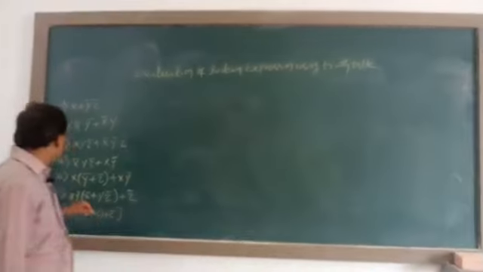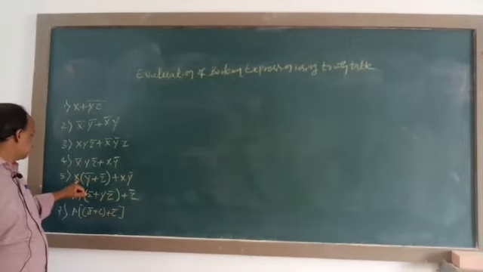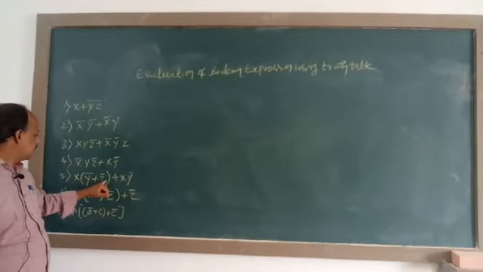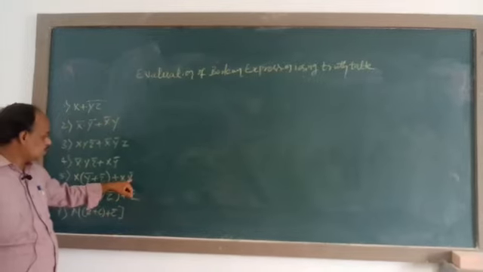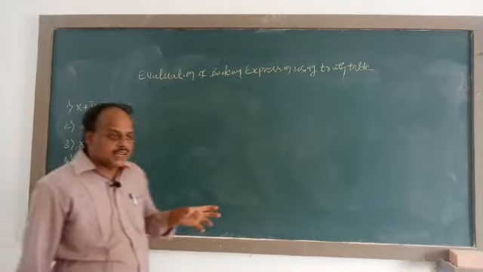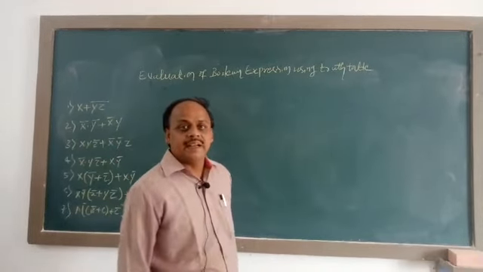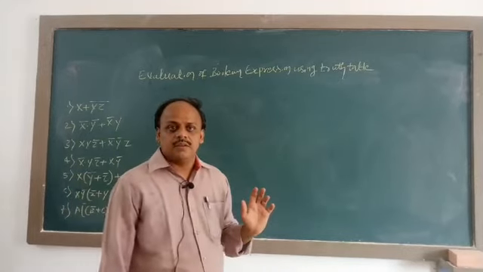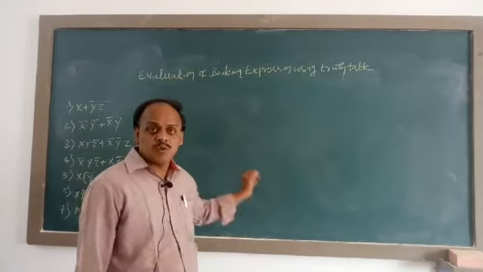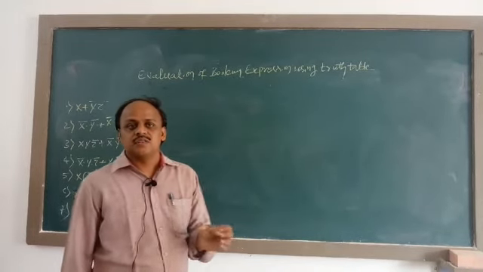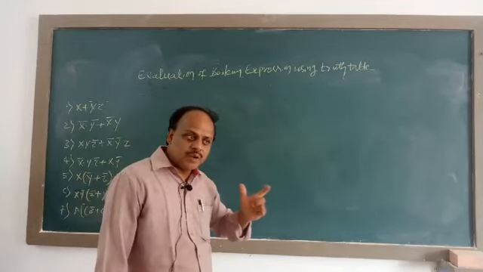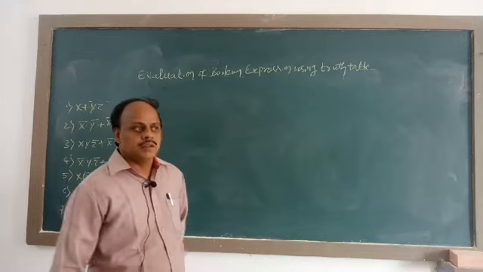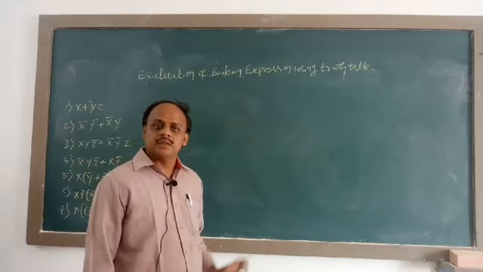For example, x into bracket of y bar plus z bar bracket close plus x into y bar. So like that, if the given Boolean expression is very small, then it is going to ask for 2 marks. If the given Boolean expression is very big, then it is going to ask for 3 marks.